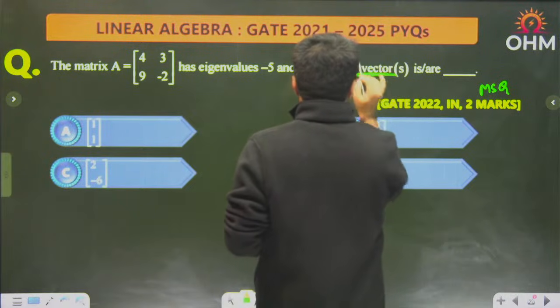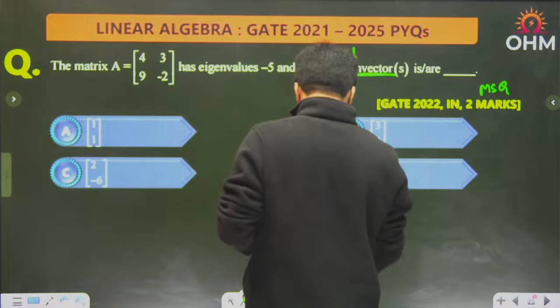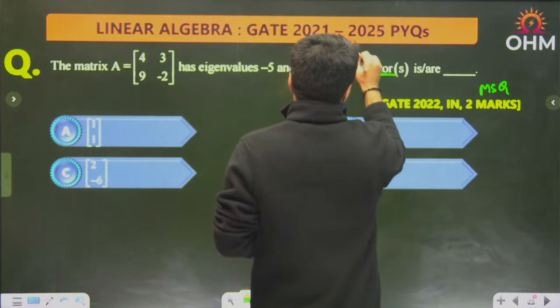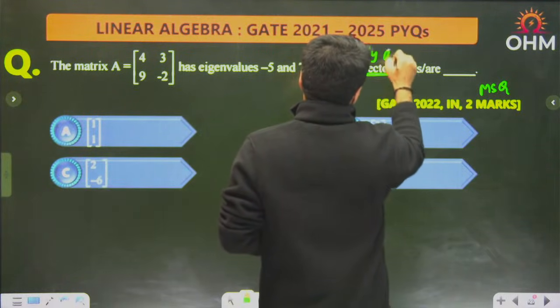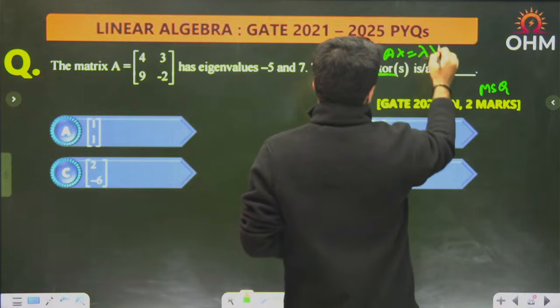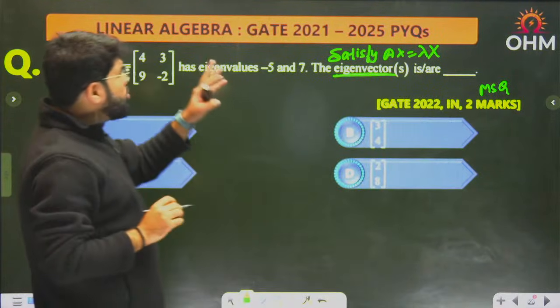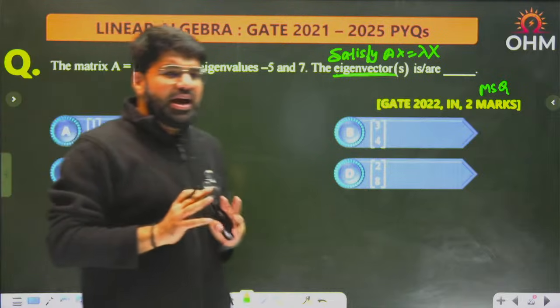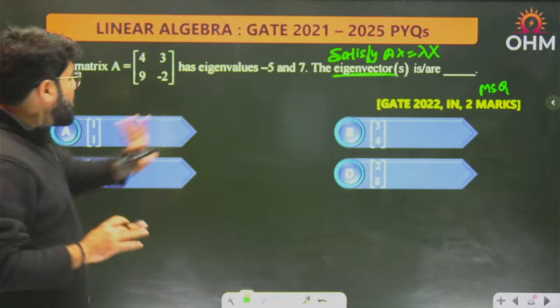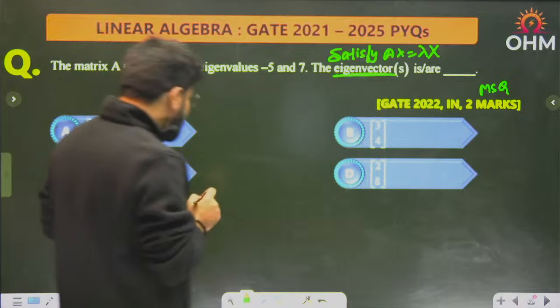What is the approach? I already told you. Just satisfy AX equal to lambda X. For that you don't need to find out lambda also. The eigenvalues you can find for 2 cross 2, but it is not actually required. I'll just show you the approach here.